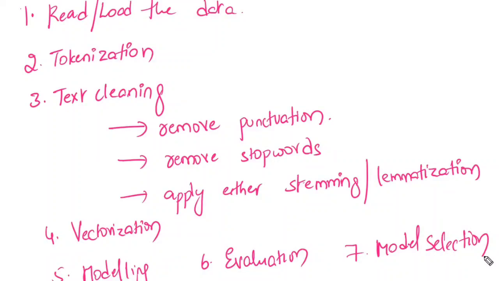These are the various steps. First step is load the data. Second step is tokenization. After that, we have to do the text cleaning. And after that, vectorization. After that, modeling, evaluation, and model selection. These are the things which we have to do in natural language processing for text classification. All these steps are for text classification.